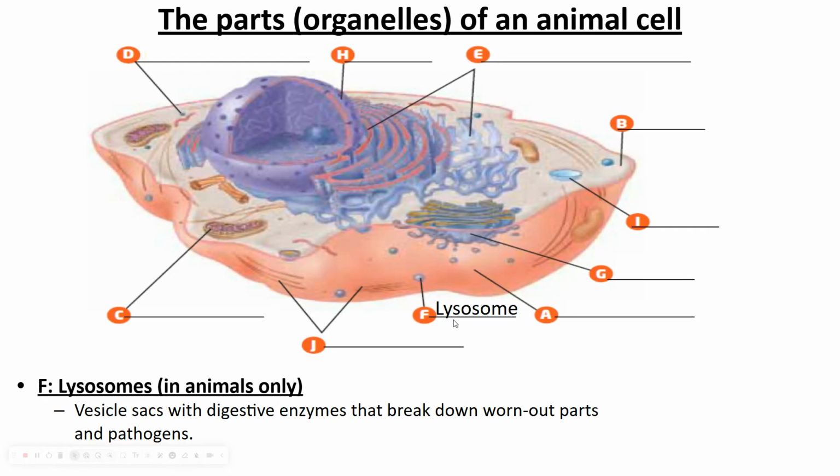So lysosomes are like specialized vesicles that have these digestive enzymes that break things down, like pathogens. Pathogens are dangerous things, or even worn out parts you don't need anymore. We break them down to use their parts in other parts of the cell. And so the lysosome will do that. Again, this is not in plants, it's only in animals. So there's another difference between the animal cell and the plant cell.